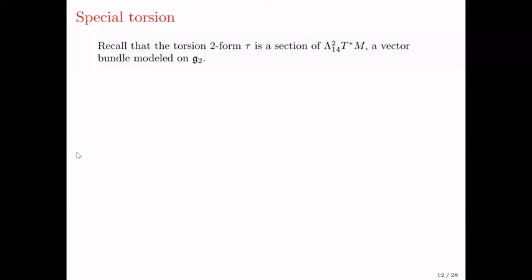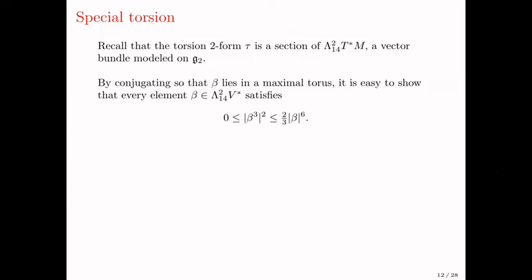And to produce examples, you need to have an idea. So this idea, in this context, I call special torsion. Just recall that the torsion 2-form was not just any 2-form, it was a section of this particular bundle, lambda 2 14, which was a vector bundle modeled on the adjoint representation of G2.